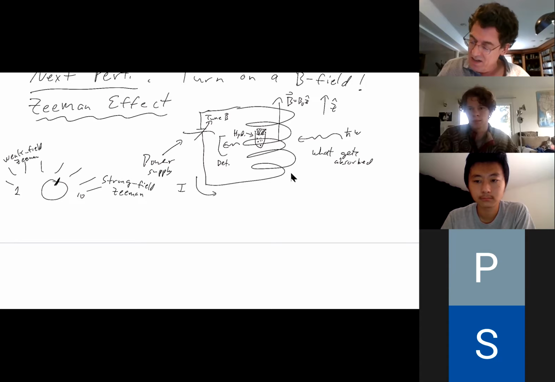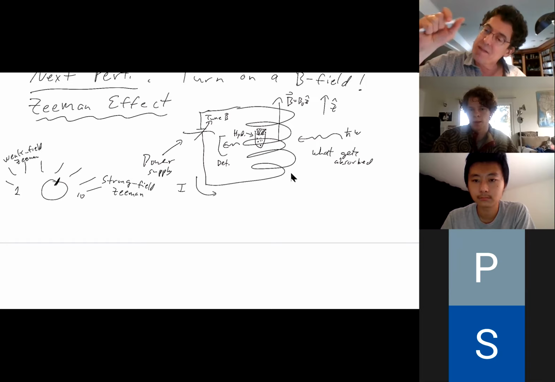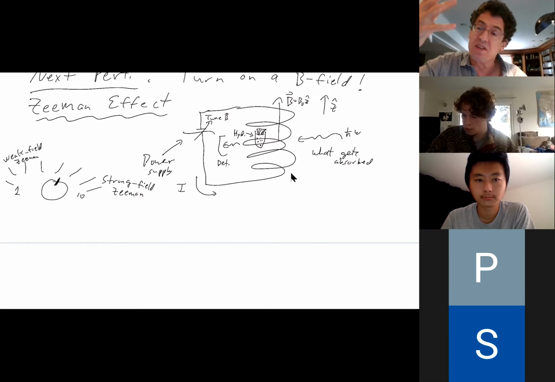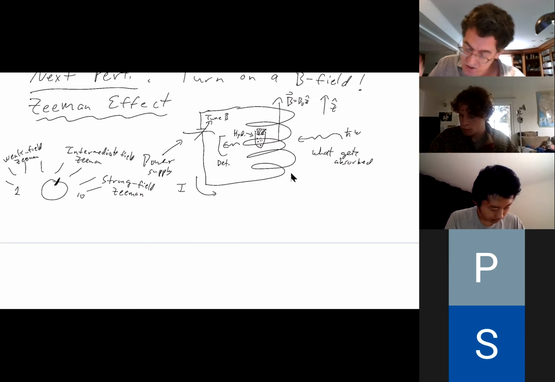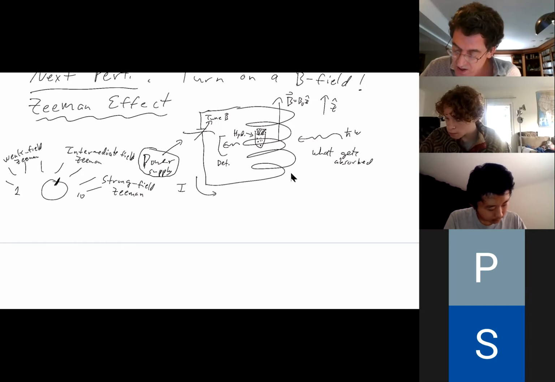Then they notice that when the knob is in the middle and the field has an intermediate strength, they notice an even different thing happening. And what do you think they called that? Intermediate field. Yes, they called it the intermediate field Zeeman effect. They could not explain this effect because they did not have quantum mechanics. But later, as a result, they had to invent quantum mechanics. And then once they invented it, they were able to explain this phenomenon very nicely.